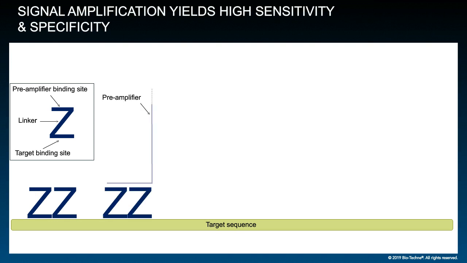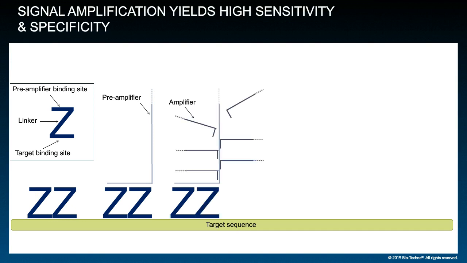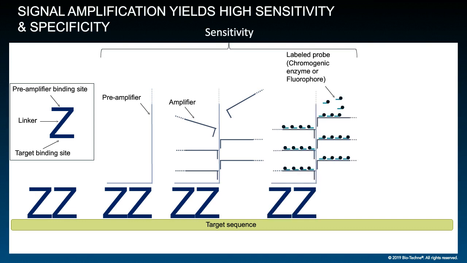Once the preamplifier is bound, the amplifier can bind onto the preamplifier, followed by which the chromogenic or fluorescently labeled probes can then bind onto the amplifier. Now, this allows for forming an amplification tree that allows for detection of even the lowest expressing targets. This strategy allows for really high sensitivity of detection.